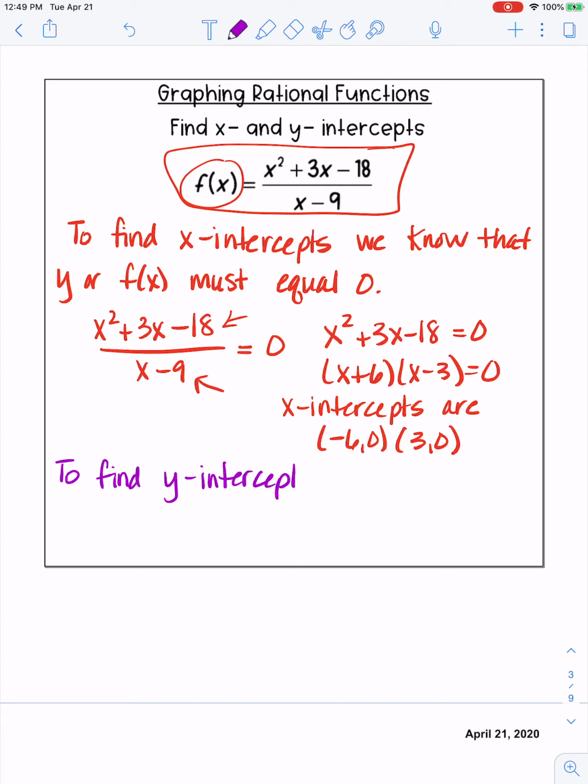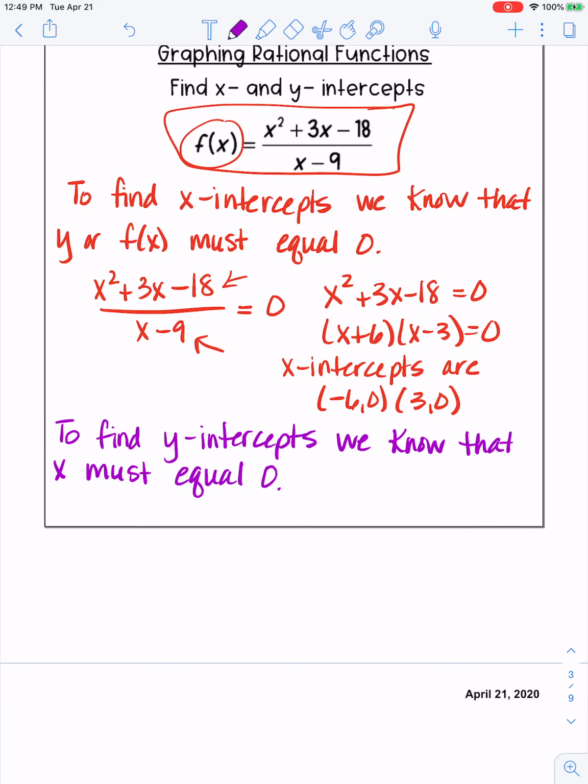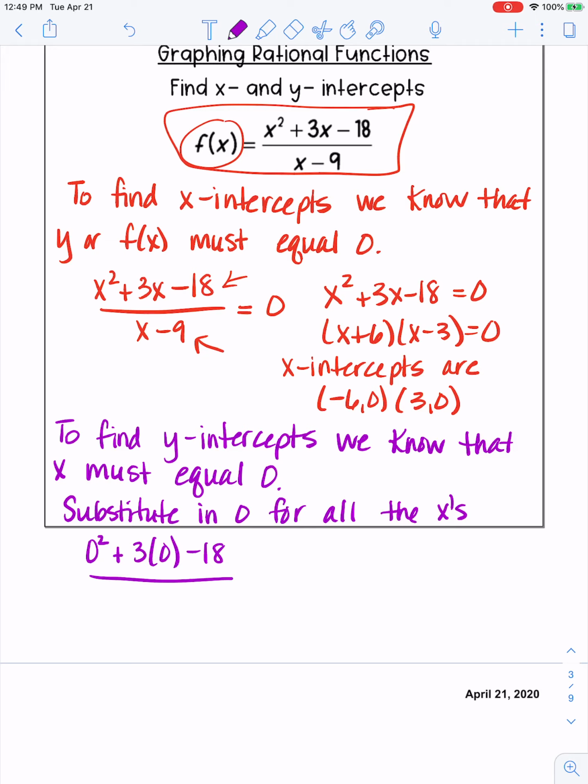Okay, now to find the y-intercepts, that's the opposite. We know that x has to equal 0. Okay, so that means I'm going to take my function and I'm going to substitute in 0 for all the x's. So I'm going to get 0 squared plus 3 times 0 minus 18 over 0 minus 9. That's going to give me negative 18 over negative 9, which is positive 2. So then my y-intercept, let me write that a little better. My y-intercept is 0, 2.